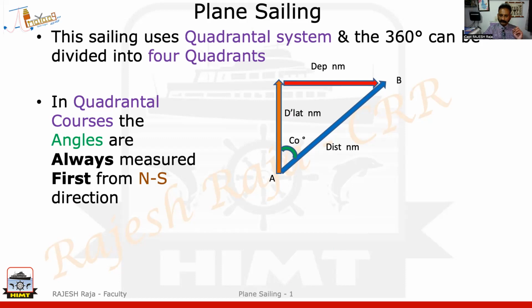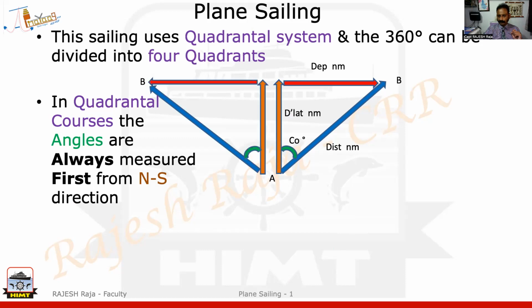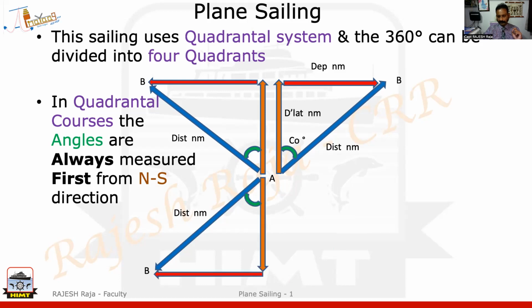I'm going to give you one more distance, let us say, in the northwesterly direction. So again, here also, please draw the DLAT part of it first, put the course, and then the departure. So this is a northwesterly course. Similarly, southwesterly: put the south first, put the angle, then departure. Southeasterly: put the south first, put the angle, then departure.